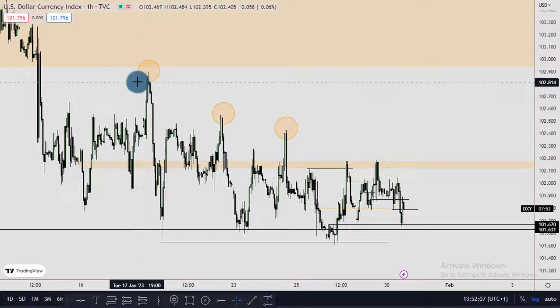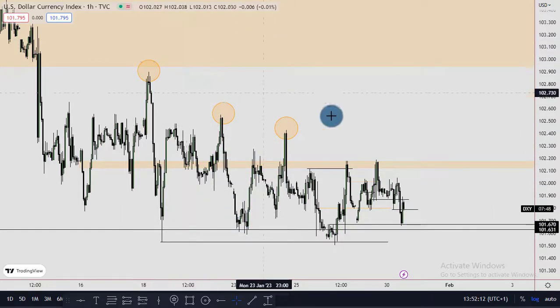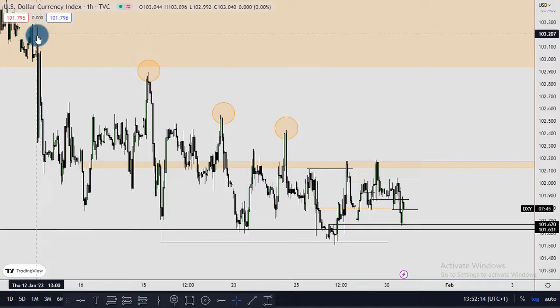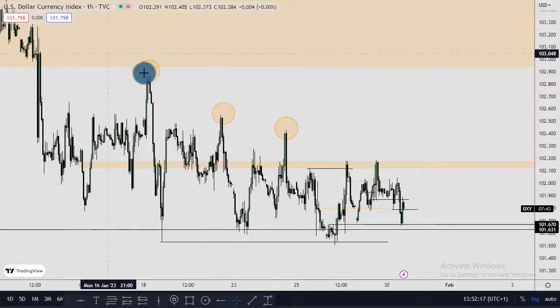This is first swing, second swing, the third swing. If you put your trend line, because that's what retail will normally like to do, place a trend line.